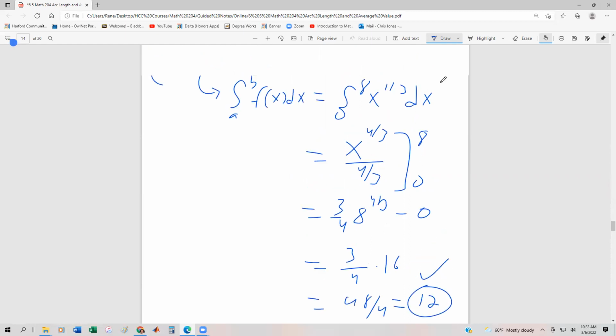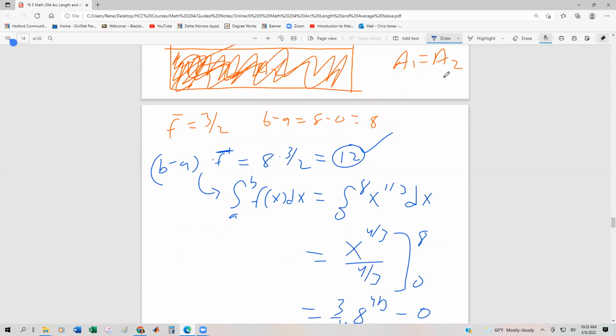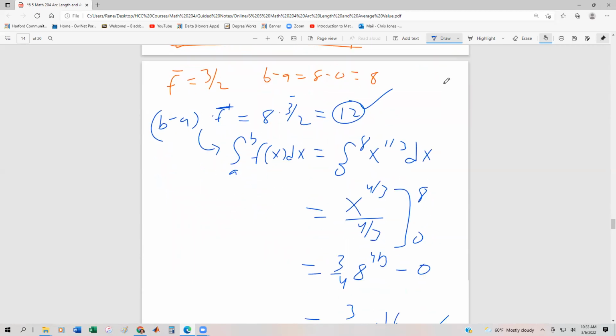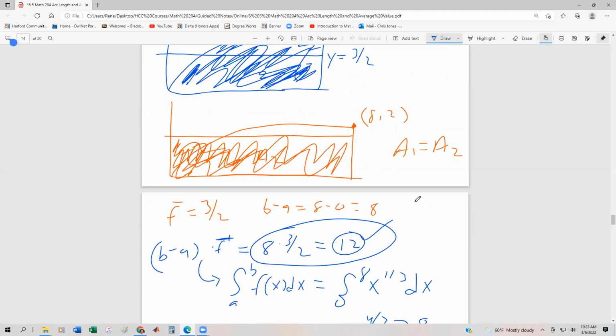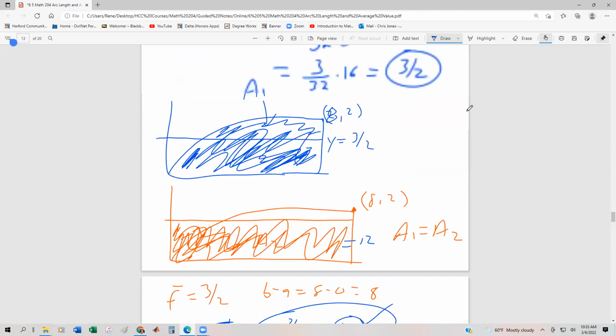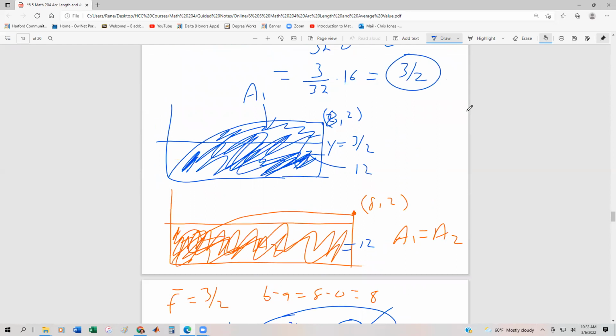All right, so notice that the areas, and notice that this was a little bit easier for us to compute than going through and doing the integral. All right, so this is equal to 12 square units, and then this area is also equal to 12 square units. All right, so that's basically a couple interpretations of the average value.